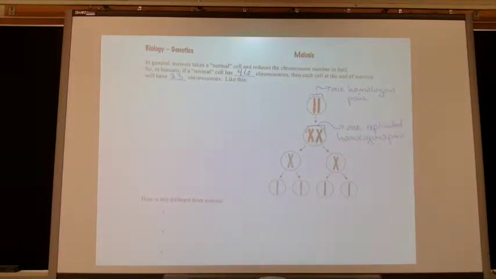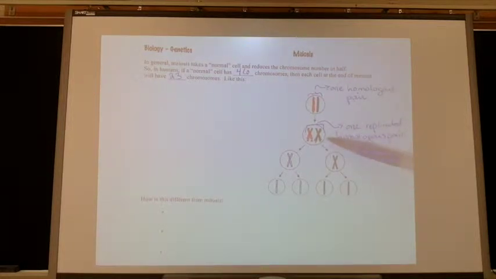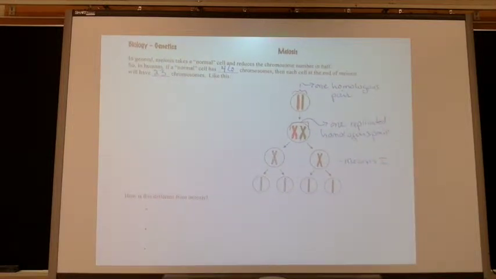Now, in this case, what happens in meiosis is we're going to do 2 divisions after we replicate them. Here's the first division, and then here's the second division. And we call this first division meiosis 1. And then the second division we call meiosis 2. Roman numerals, it's just how they do it.